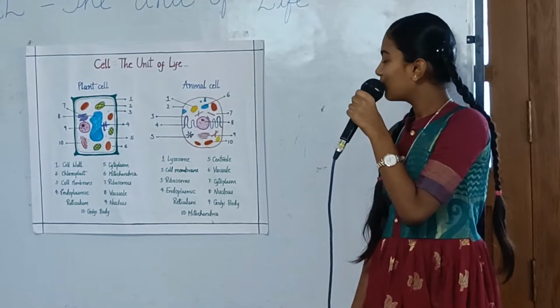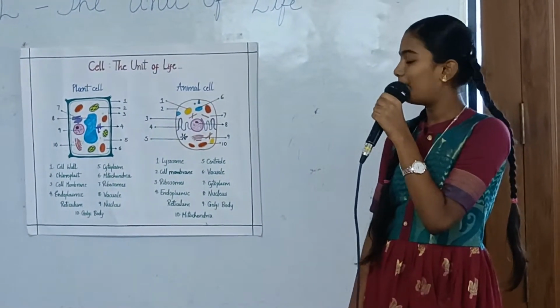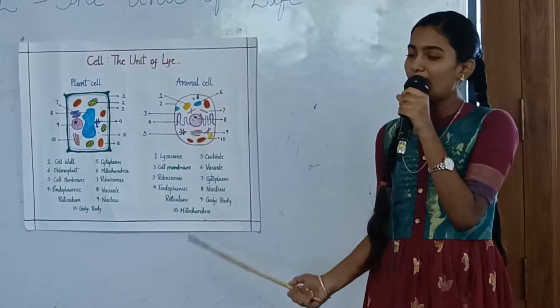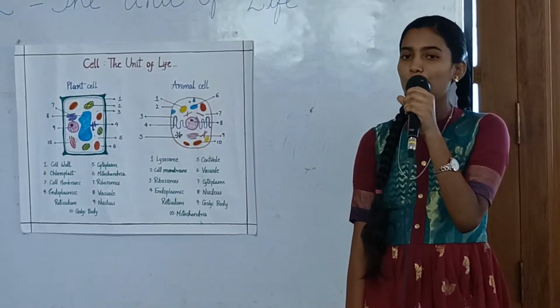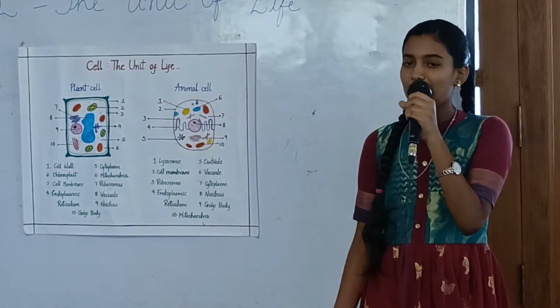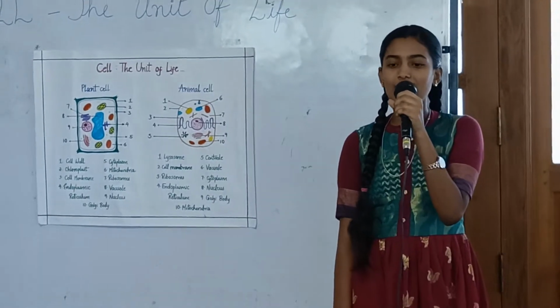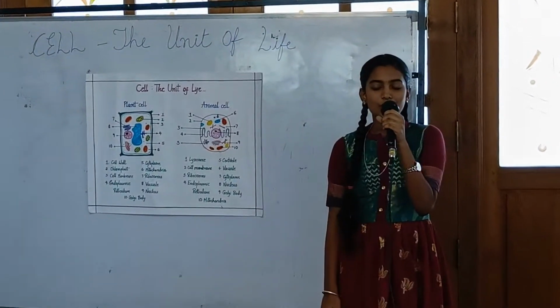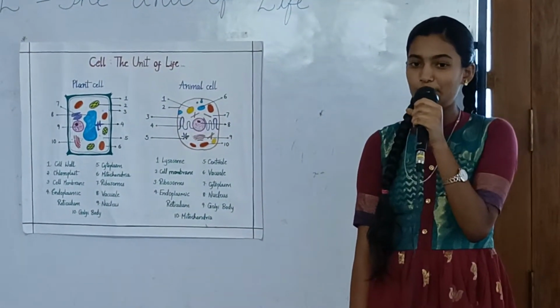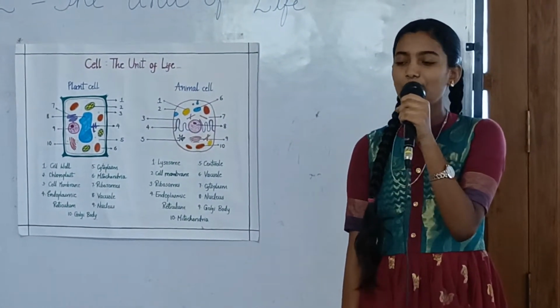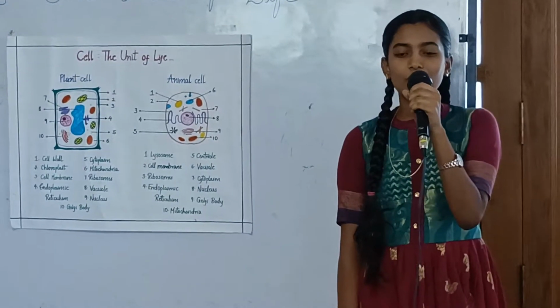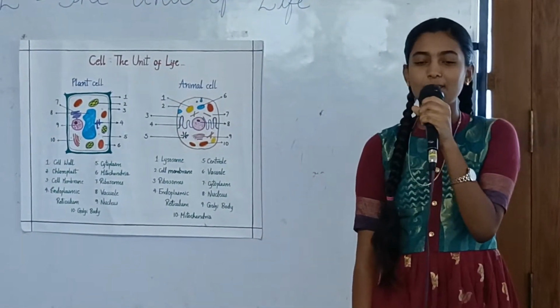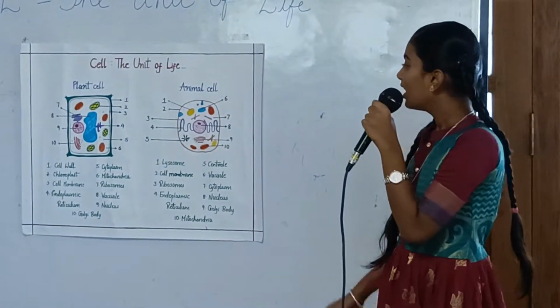Mitochondria. The mitochondria are present in both the plant and animal cells. The mitochondria are spherical or rod-shaped bodies. The mitochondria are the sites where cell respiration occurs to release energy. This energy is stored in the form of ATP, that is adenosine triphosphate. Because they store ATP, they are also known as the powerhouse of the cell.